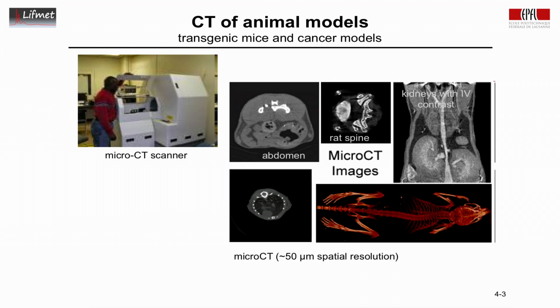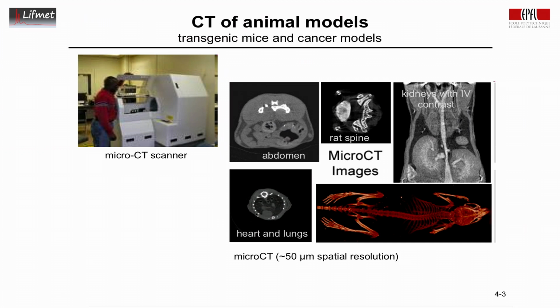This is an example of kidneys with IV contrast. We have the CT scan, and then we can see the vessels very bright. They have contrast agents in them. That's what we discussed last week. And we can see the contrast enhances the kidneys. So this is intravenous contrast that highlights the blood flow in the kidneys.